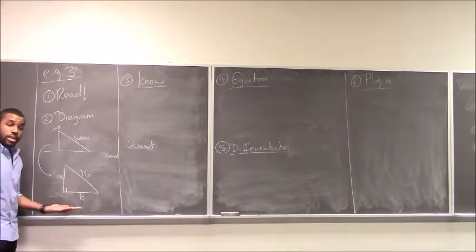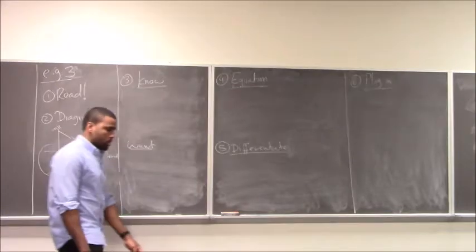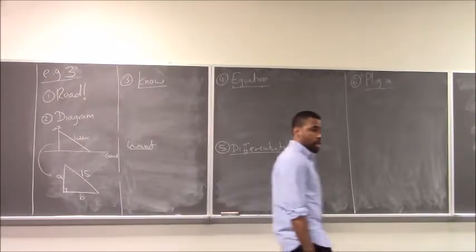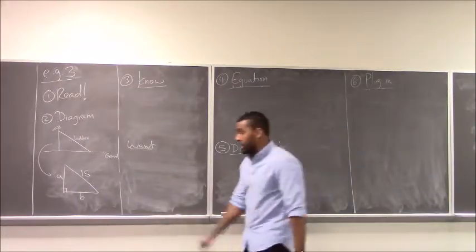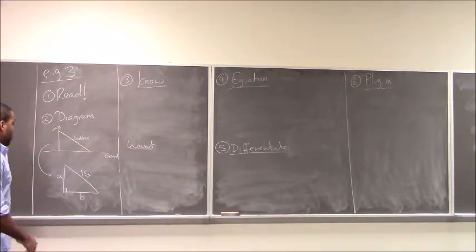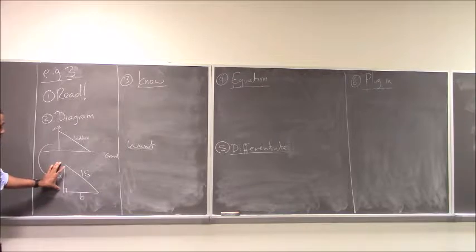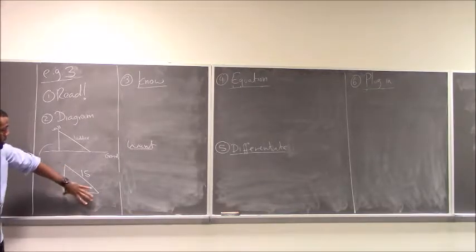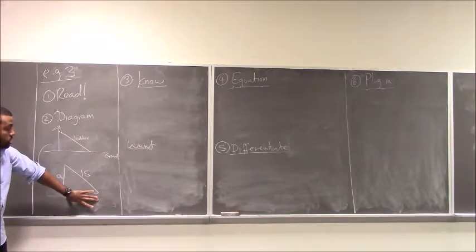So that is my diagram. It ends up being a right triangle, where the hypotenuse is 15, but the lengths of the legs are changing. So what do we know? A here is describing the height of the ladder on the wall. B here is describing the length at which the foot of the ladder is away from the wall.